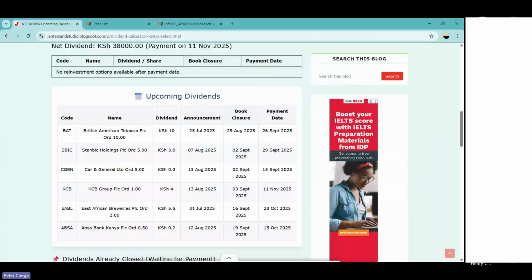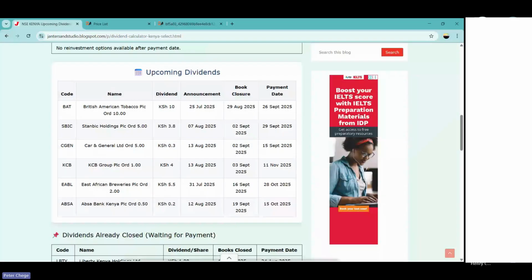Then these are the upcoming dividends, the ones which have not closed books. There is the announcement date, book closure, and payment day. So if you are targeting dividends, you can get into this dividend calendar. You just check these active dividends, then you check the price in the market and decide to buy. Remember, you can buy even one share, so you can start building your portfolio slowly. Like BAT, you can buy up to and including 29th August.